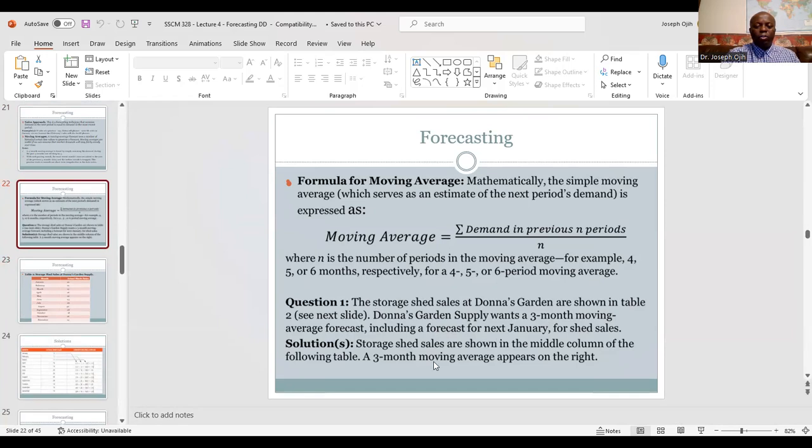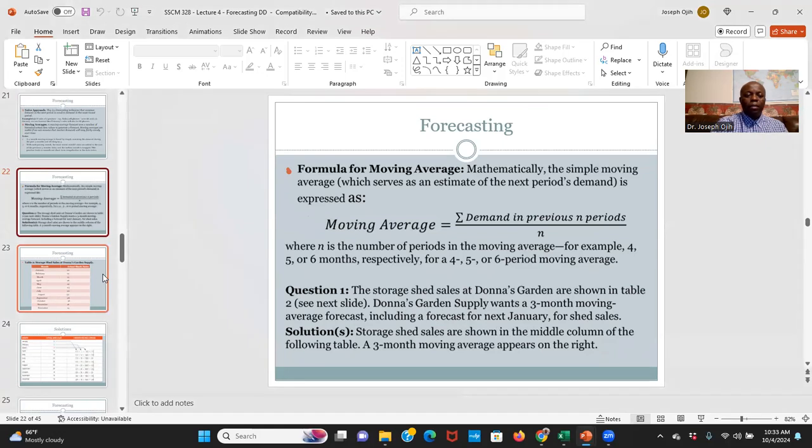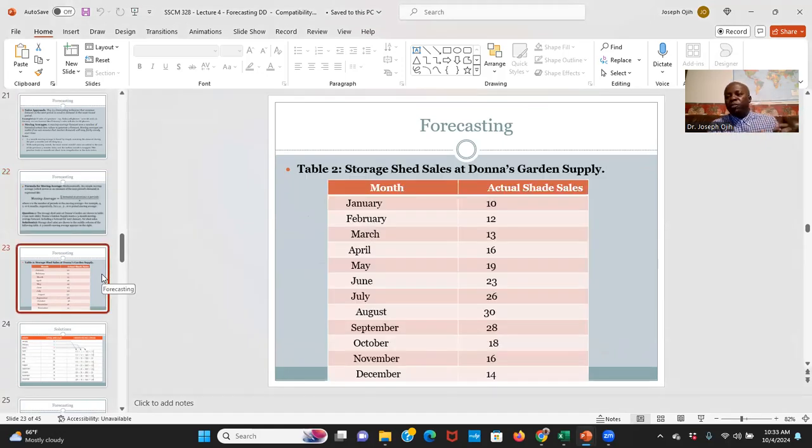Question 1 states the storage shared cell for Donald Green shown on this table, and they want you to calculate the 3 months moving average. So you're going to be in this form. This is the one I'm going to make a video for you. 2 questions of this type, then 2 questions from the productivity. Then 2 questions involve only writing, so a total of 6 questions. 4 will be math problems: 2 of this type, 1 of the productivity type, and 1 of the type we did today.